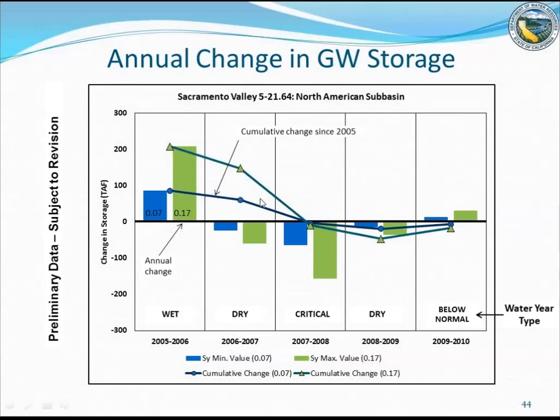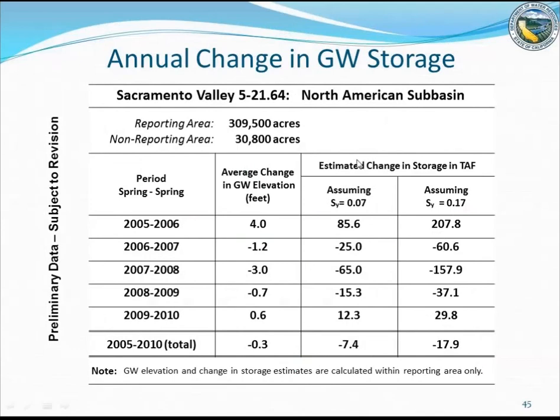These lines indicate the cumulative amount of change in groundwater in storage from 2005 to 2010. So we get here at the end of the chart and we see, using our minimum specific yield value, we have the minus 7,000 acre feet, and then the max would be the minus 18,000 acre feet shown here. Here's a chart showing that data using our two different storage coefficients and the yearly amount of change. We've also been able to just do a general average change in groundwater elevation.